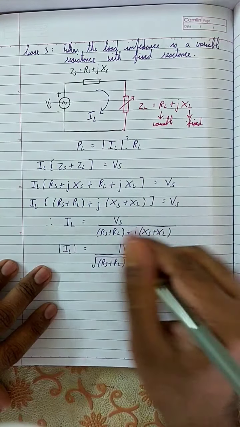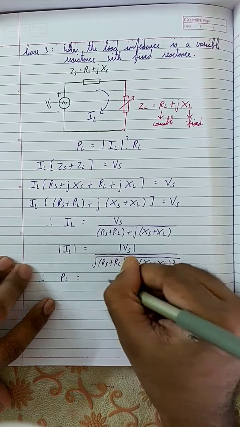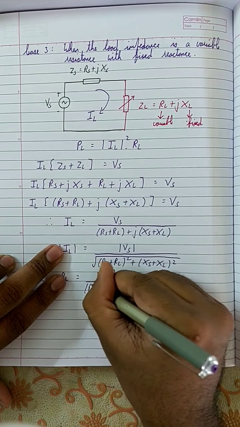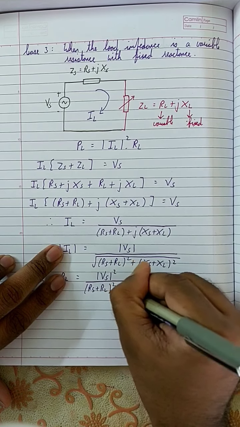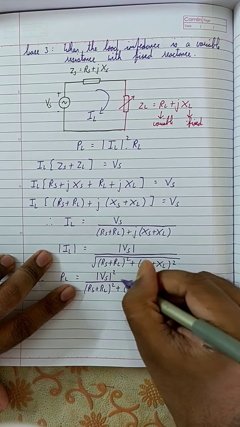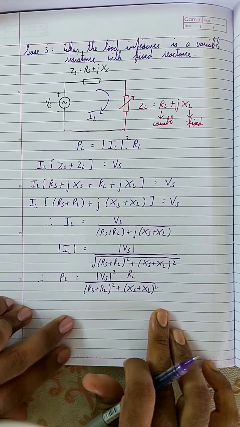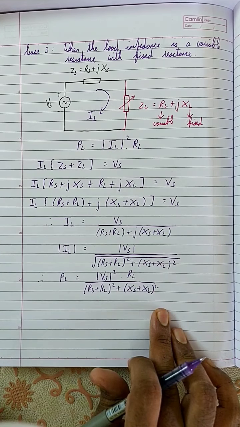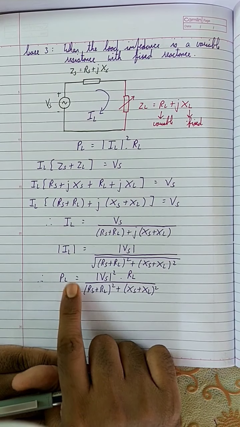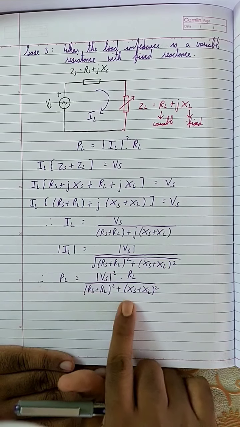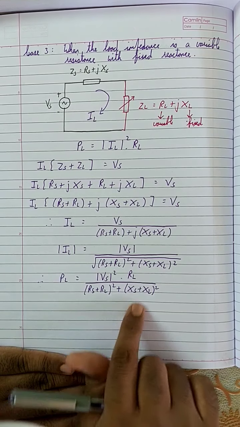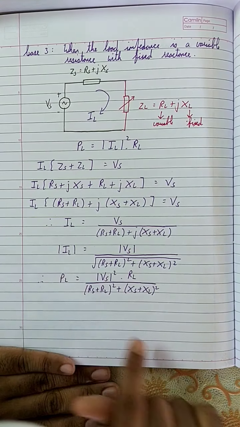So I'm going to substitute that over here. Therefore PL is equal to magnitude of Vs the whole square by (Rs plus RL) the whole square plus (XS plus XL) the whole square, into RL. Okay, this is the equation. Now one of the bad news about this is that in case 2, in order to increase the value of power, I made XS equal to minus XL, so that the denominator will be reduced and I can increase the value of power.